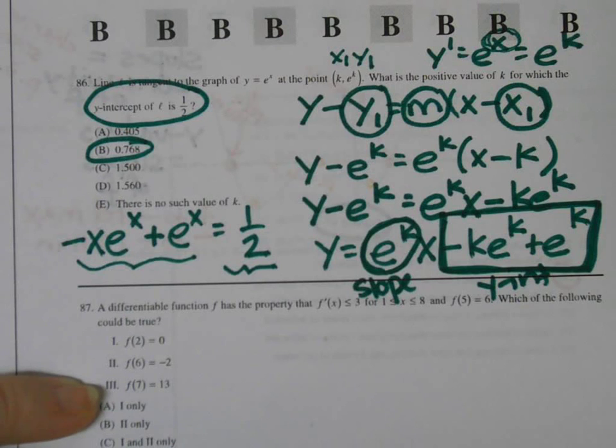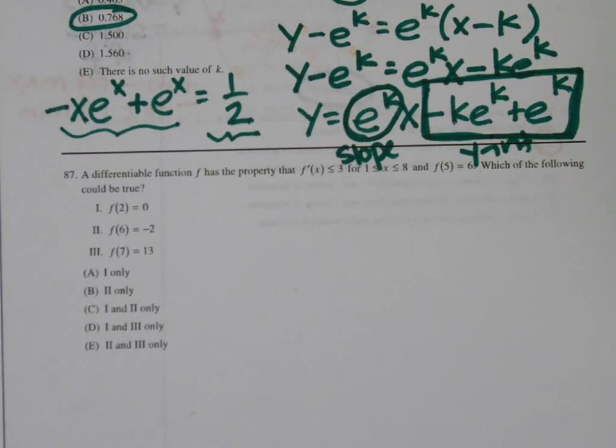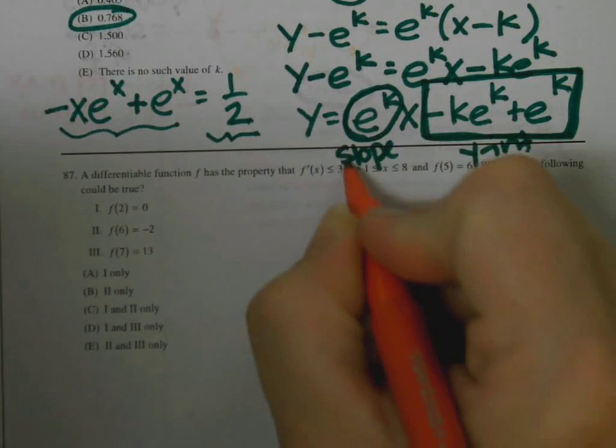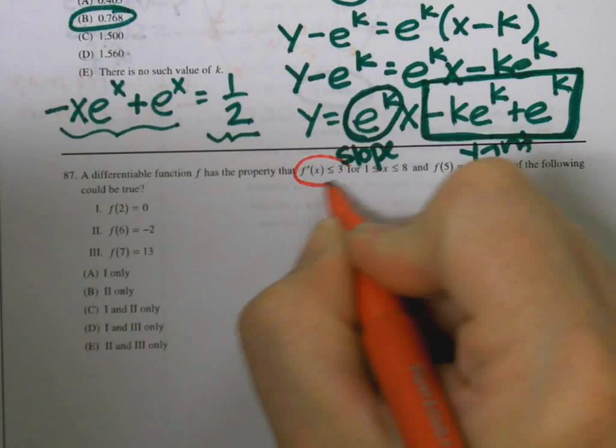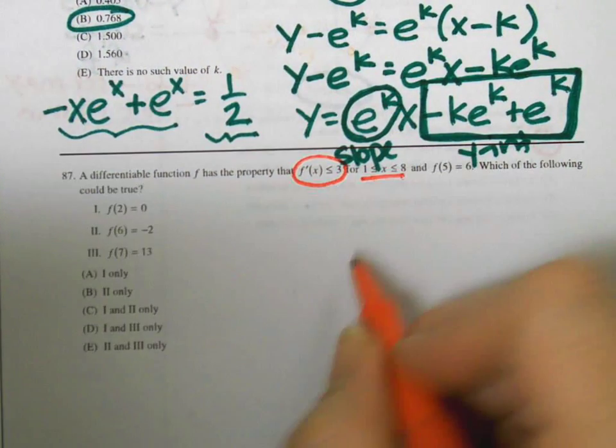Alright. 88. The graph of the differentiable function f is shown in the figure above. Let h be the function defined by integrating f. Right? So if we would integrate f to get h, that makes this the derivative of h. Which of the following correctly orders h of 2, h prime of 2, and h double prime of 2?